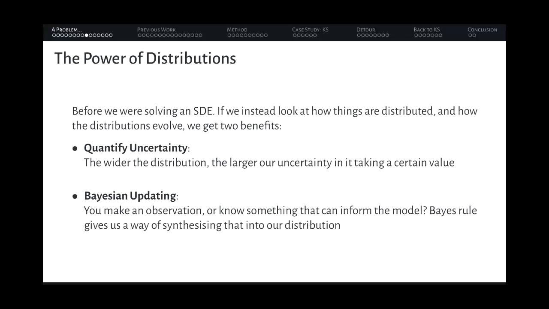Likewise, if you have that distribution, you can implement Bayes' rule. So you can actually perform Bayesian inference. You can incorporate information from the system you have, whether it's observations or something else, and somehow improve the way that that distribution looks.